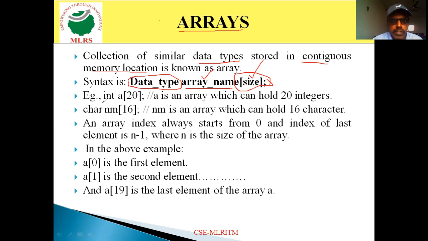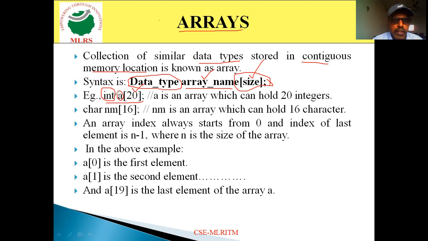Now take one example: int a[20]. This indicates that a is an array in which we can store a maximum of 20 elements or 20 values. These 20 values are of integer data type, meaning we are allowed to store only integer values in the array variable.